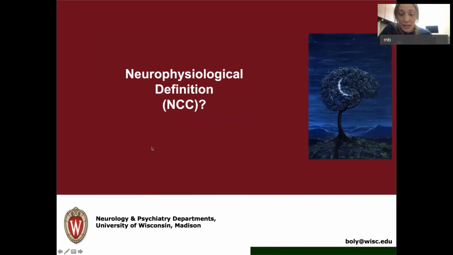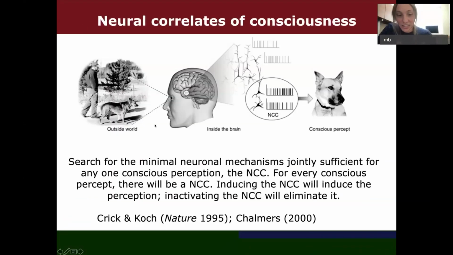And by neural correlates of consciousness, we actually want more than a correlation. We want a specific association: it should be the minimal neuronal mechanism jointly sufficient for any conscious percept. So each time the conscious percept is there, the NCC is there. If you induce the NCC, you induce a percept. If you inactivate it, you eliminate it.